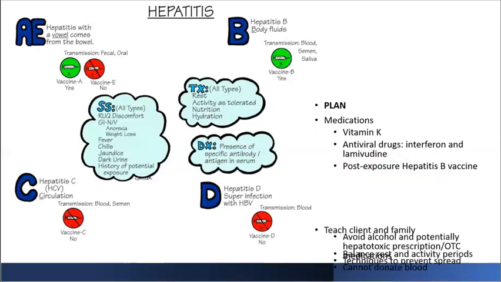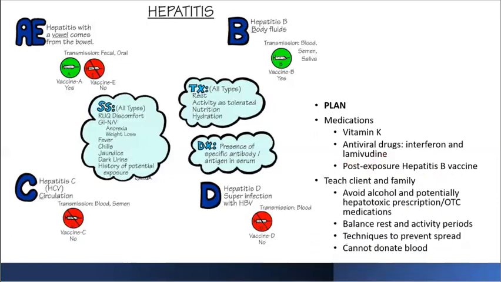As part of our teaching, we want to teach the client and the family to avoid alcohol and potentially hepatotoxic prescriptions, even over-the-counter medications, particularly aspirin. They need to avoid acetaminophen and even sedatives. They want to balance rest and activity periods. Remember, we said they're always going to be fatigued. We want to teach them techniques to prevent spread of the disease. We also want to remind them that they cannot donate blood. They cannot donate blood. And then they want to note and report recurrence of signs and symptoms to the healthcare provider.